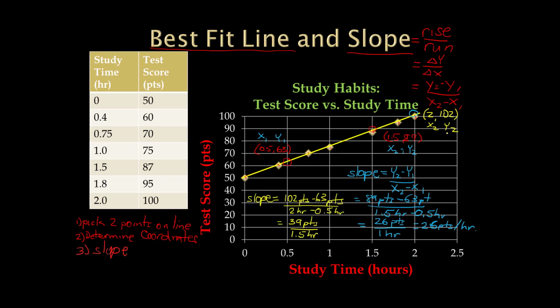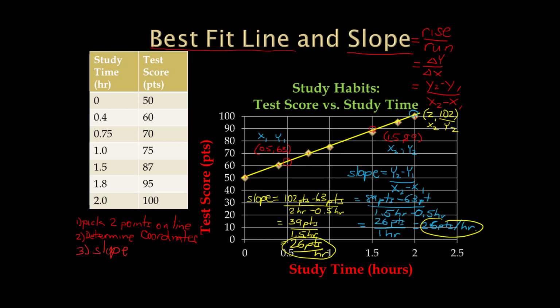So with our new values of y2 and x2, I now have 102 points minus our 63 points, divided by 2 hours minus 0.5 hours. Remember PEMDAS when you're doing this. So 102 minus 63 is 39 points. 2 hours minus 0.5 hours is 1.5 hours. 39 divided by 1.5 is 26 points per hour. Same value we got over here.